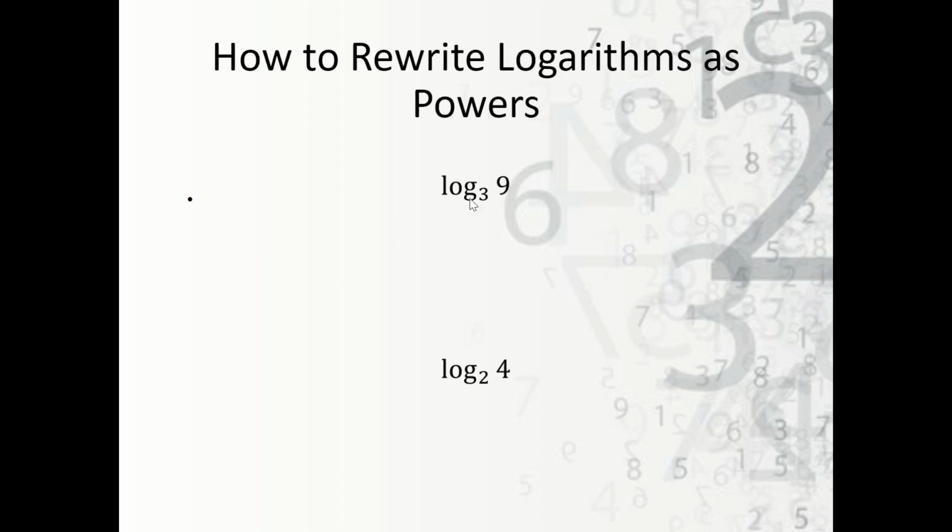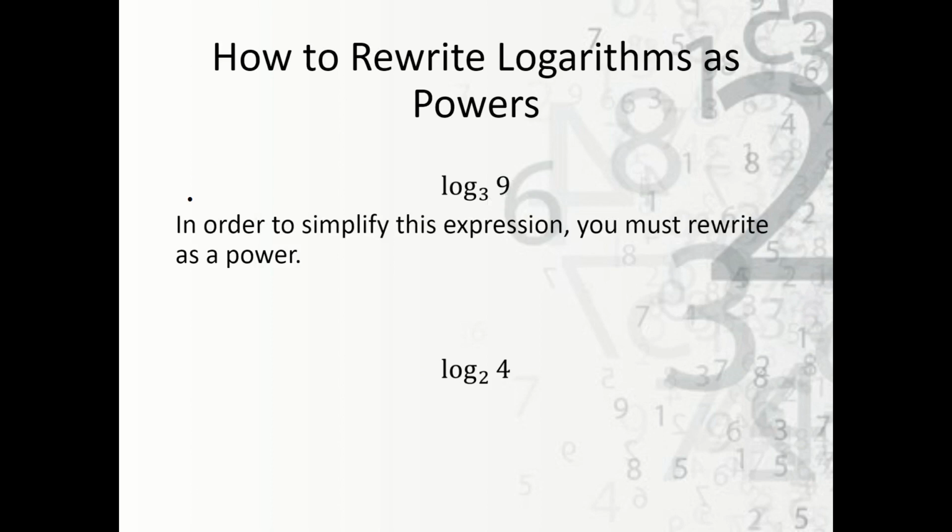So we have log base 3 of 9. That's the way we read this. So in order to simplify this expression, we must rewrite as a power. So really what this means is we're saying 3 to some power, which we don't know, is equal to 9. So how many times do we multiply 3 by itself to get 9? Well, we know we multiply 3 times 3 to get 9. So that's 3 times itself twice. So x then is equal to 2.